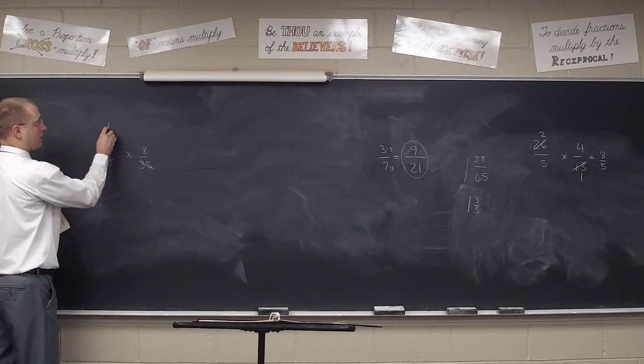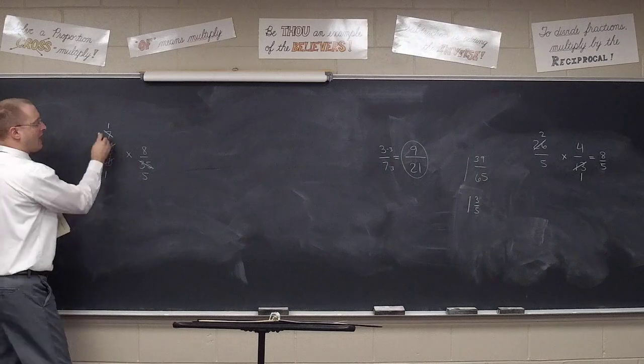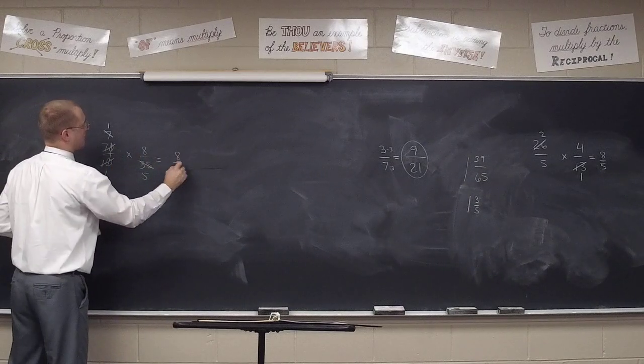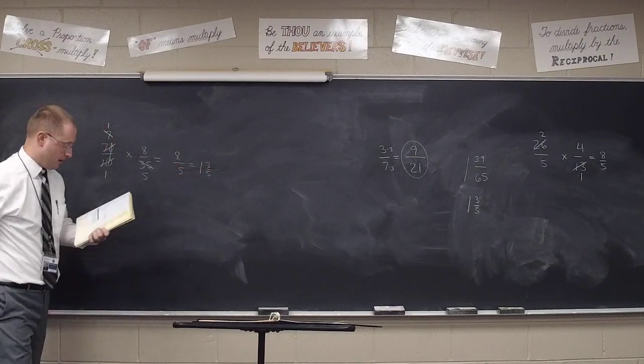1 and 5. I think you did this one. I think maybe you missed the 7 and 5. I'm not sure. Anyway, when we multiply across, 1 times 8 is... 8. And 1 times 5 is... 5. And then that's where we make this the mixed number 1 and 3/5.